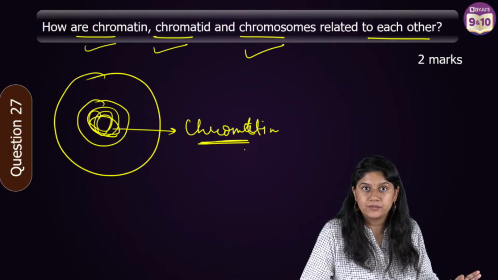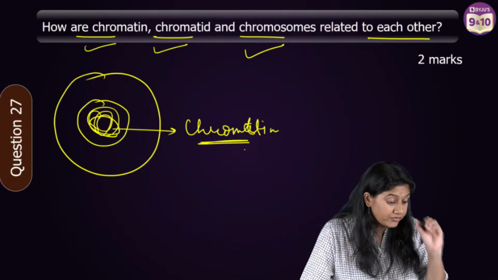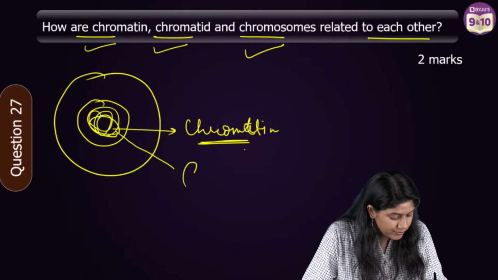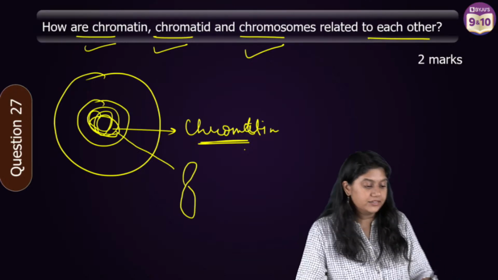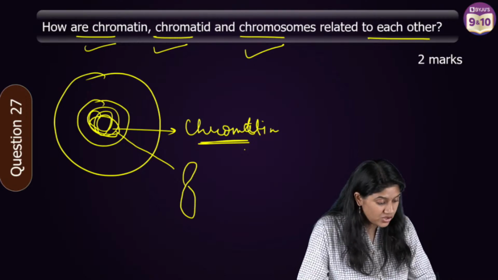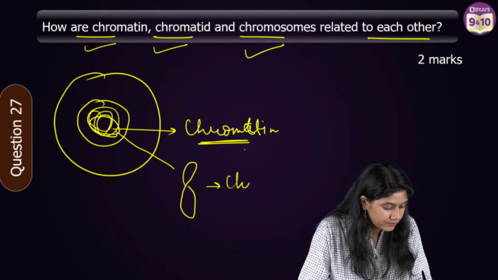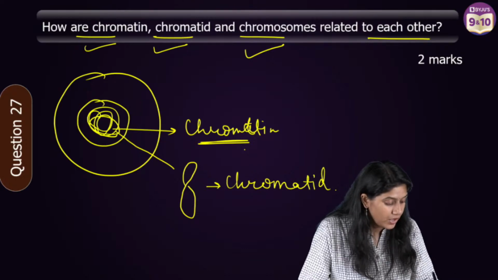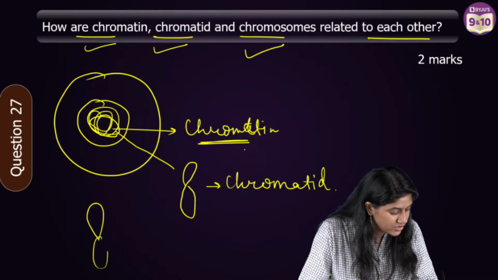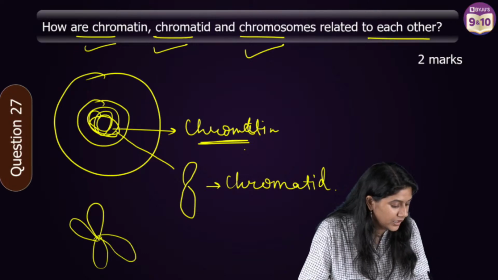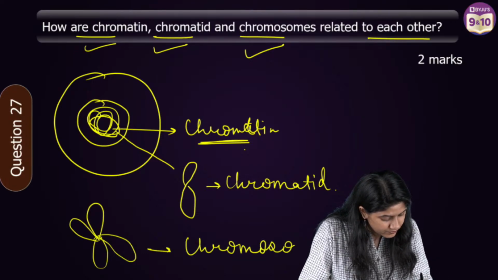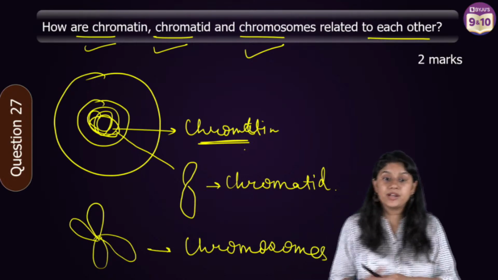Thread-like structure altogether. Yes? After some time, what will happen? They will come to this structure, which is the chromatid. They'll start forming this structure, which is the chromatid. And when the 2 chromatids join together, they'll form the chromosome. Clear, everyone? Easy peasy?